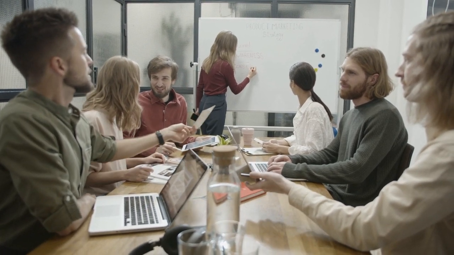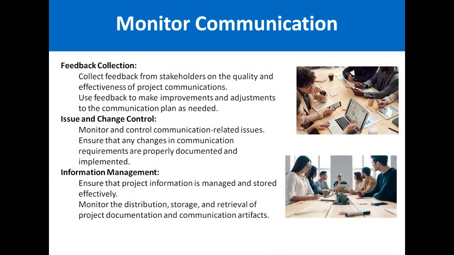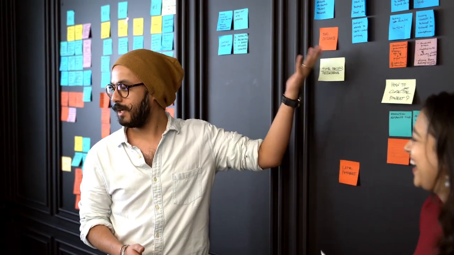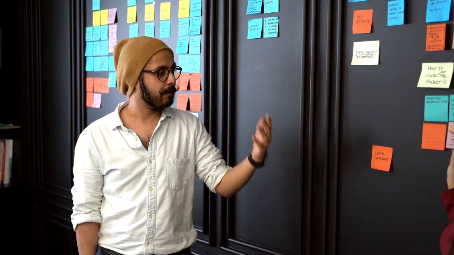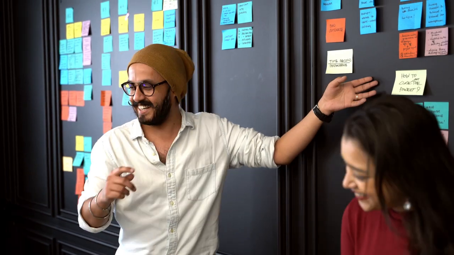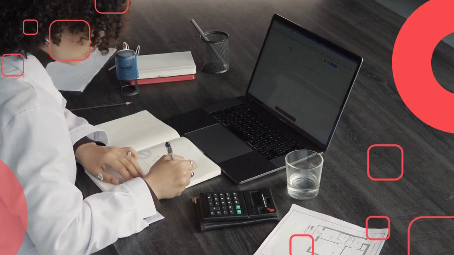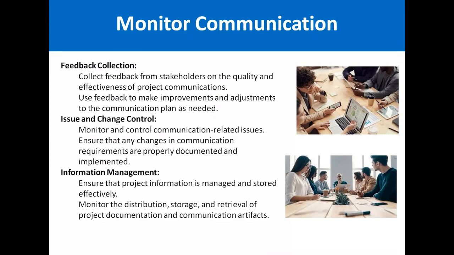Next is information management. Ensure that the project information is managed and stored effectively. Monitor the distribution, storage, and retrieval of project documentation and communication artifacts. When we talk about communication artifacts, the most important artifact is the communication management plan, which is a very, very important document. We must ensure that the documents made, and not only documents but other relevant information, should be archived, managed, and stored effectively, so that it can be retrieved at some later stage.